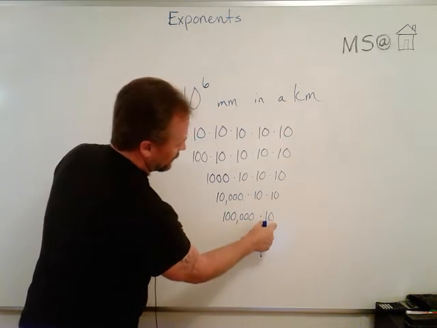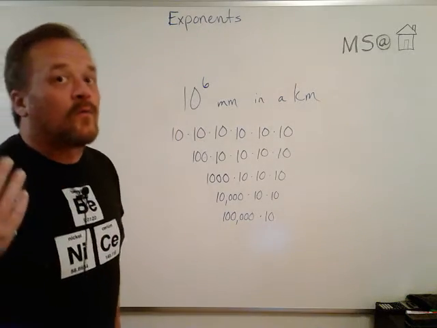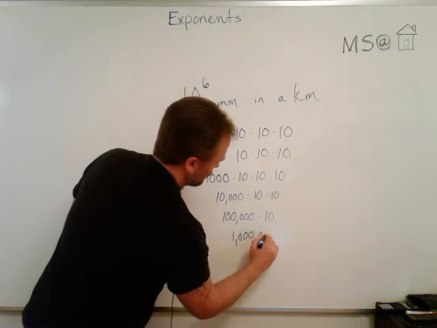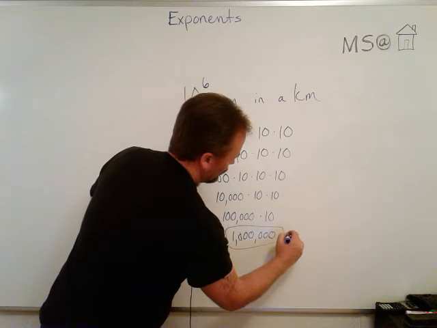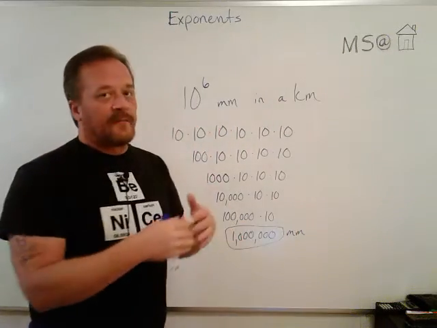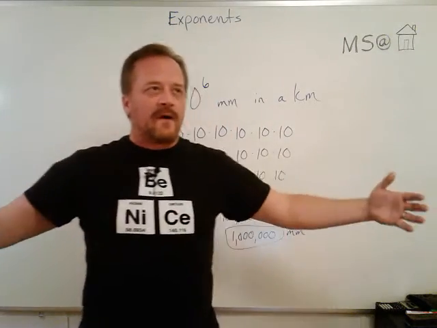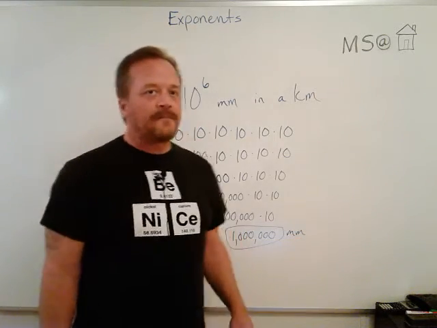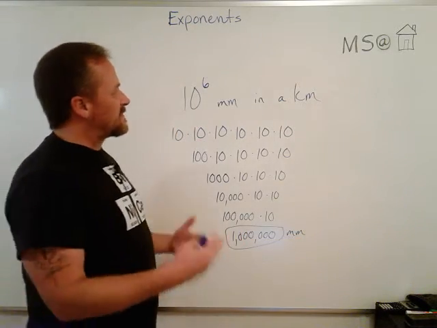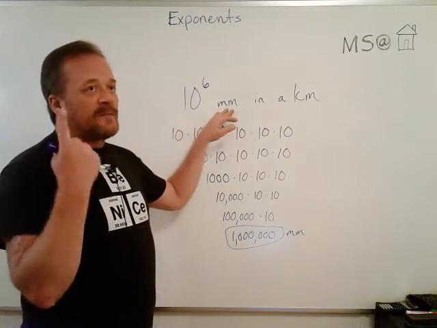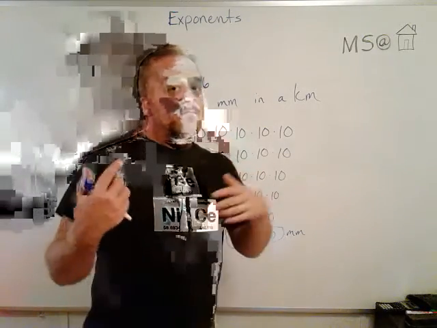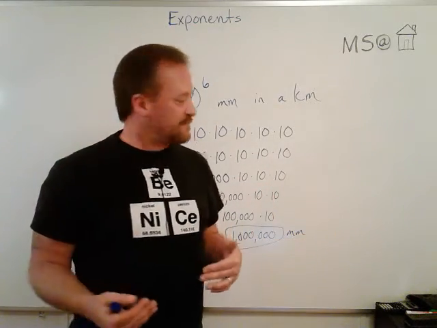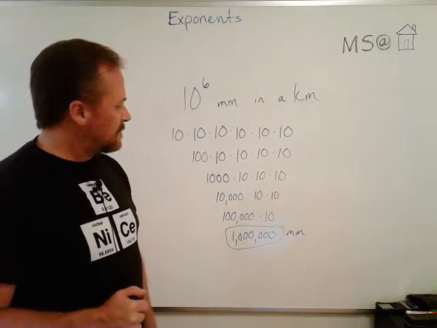And then bring down the 10 we haven't touched yet. And then add one more 0. So in 1 kilometer, which is pretty big, it's a little over half a mile, there are 1 million millimeters. Okay? And that pretty much makes sense, because there are 1,000 millimeters in a meter, and there are 1,000 meters in a kilometer. I know that. So 1,000 times 1,000 is 1 million. Okay?